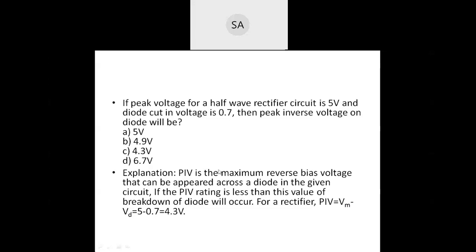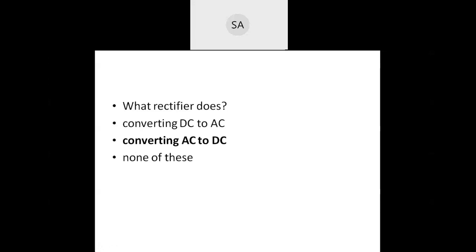The peak inverse voltage is the maximum reverse bias voltage that can appear across a diode in the given circuit, as we have discussed. That is what it can withstand as reverse voltage. If the peak inverse voltage is more than this value, breakdown of the diode will occur. For a rectifier, peak inverse voltage is equal to Vm minus Vd. So the max amplitude is 5 volts and the cut-in voltage is 0.7; minus 0.7 gives 4.3 volts. That is the peak inverse voltage, and at this voltage it can withstand reverse bias.